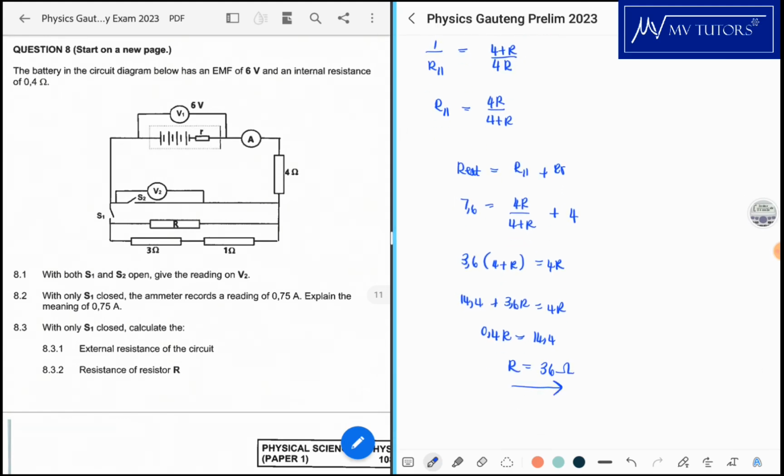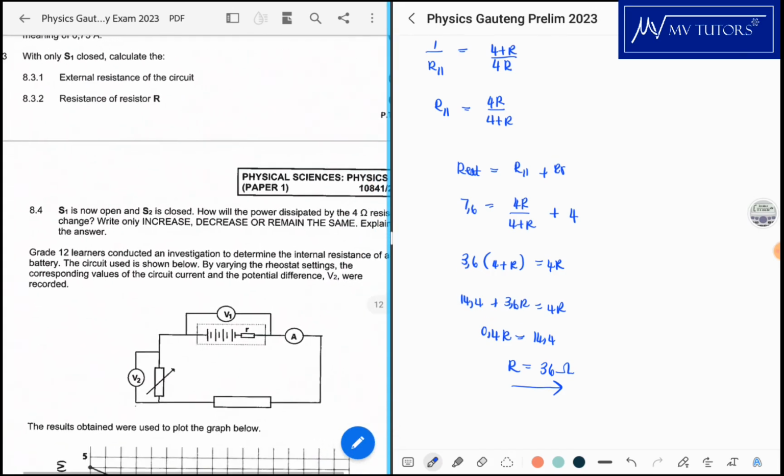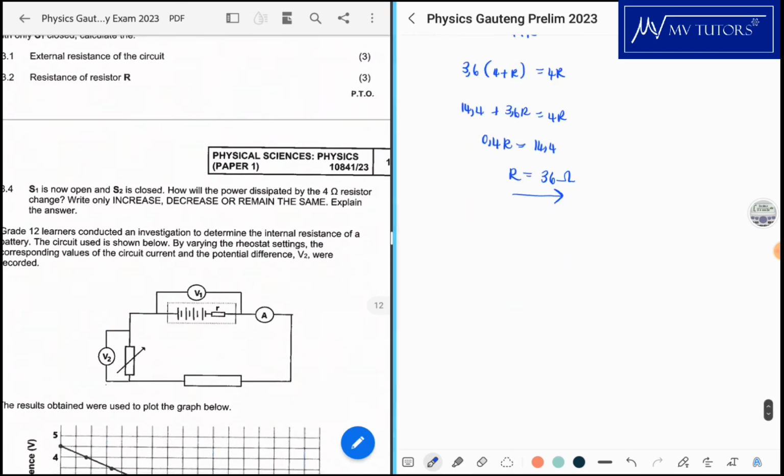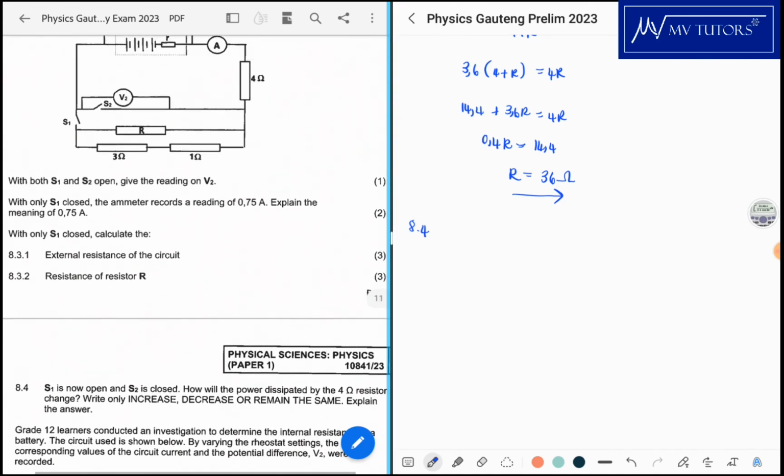Okay, so we have resistor R. It's also 3 marks. And now 8.4. It says S1 is now opened and S2 is closed. Okay, so if S1 is opened, the current going through R will just stop. There won't be any current going through R. There will also not be any current going through the 1 ohm and the 3 ohm resistor. So the current will only flow through the 4 ohm resistor and also flow through the switch S2.